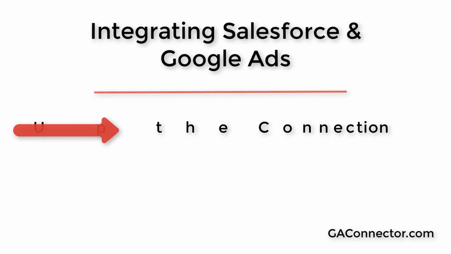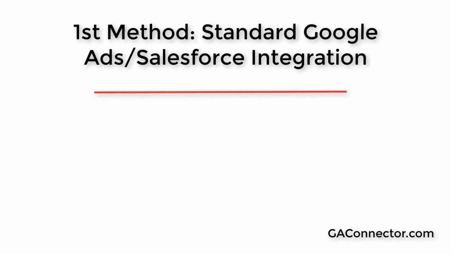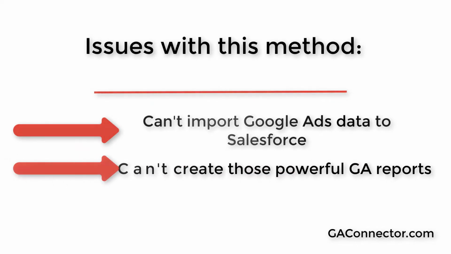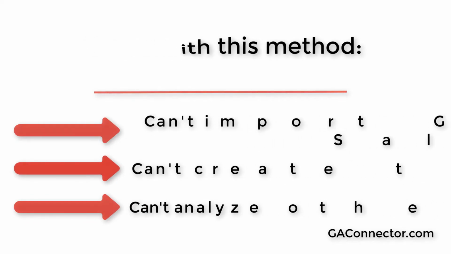Okay, so we've talked about the why. Let's talk about the how. What are the different ways to connect Salesforce and Google Ads? What's the best, fastest, and most full-featured way? First, some businesses utilize the standard Google Ads and Salesforce integration. That's fine, and it's definitely an option. But most companies that go this route usually discover pretty quickly that it doesn't meet their needs. For example, it doesn't let you import Google Ads data to Salesforce, use powerful Google Analytics reports that we just talked about, or analyze any other traffic sources besides Google Ads.